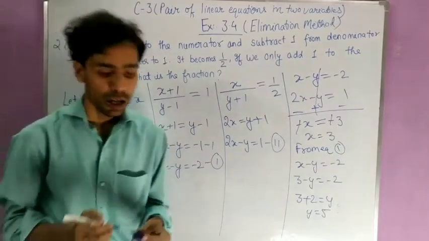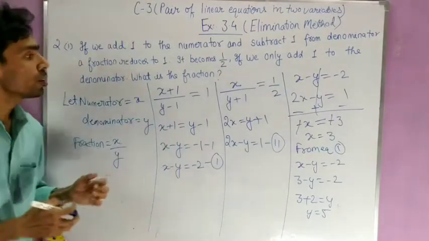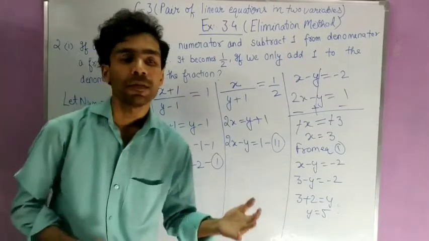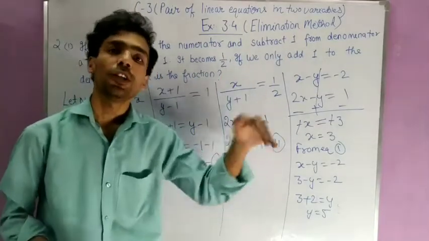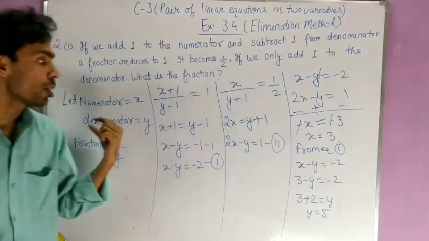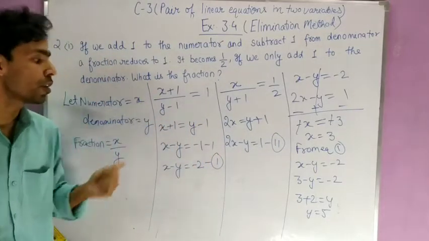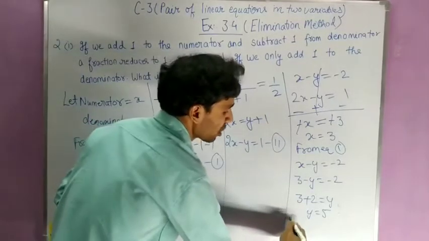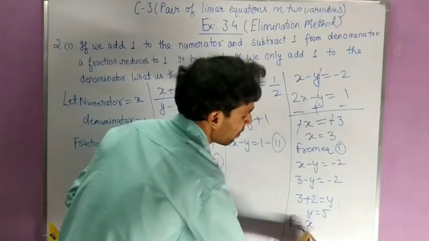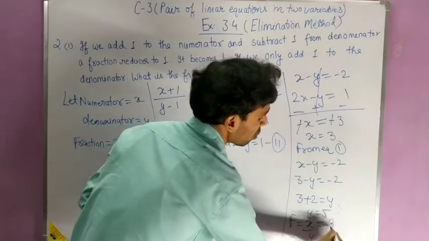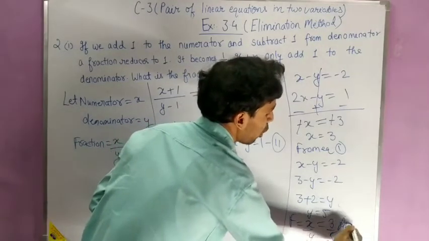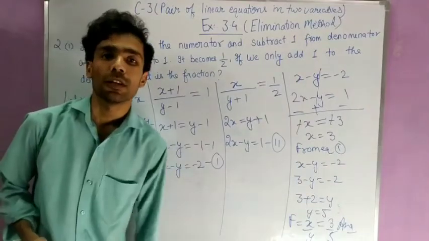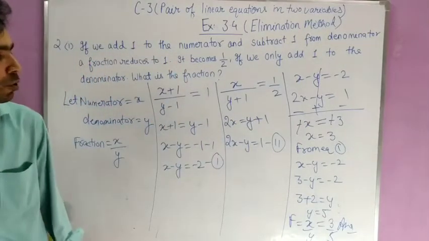Okay. So in the question it asked what is the fraction, and whenever we write a fraction it should be numerator upon denominator, and in the question the numerator was x and the denominator was y. So your fraction will be x by y. So the answer will be 3 by 5, because a fraction can be written as numerator upon denominator. So this is the method to solve.